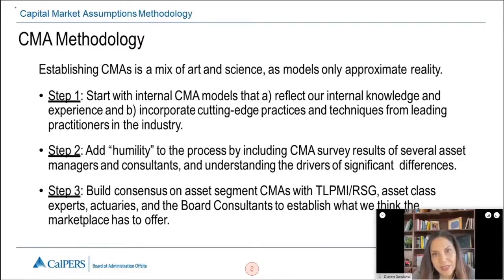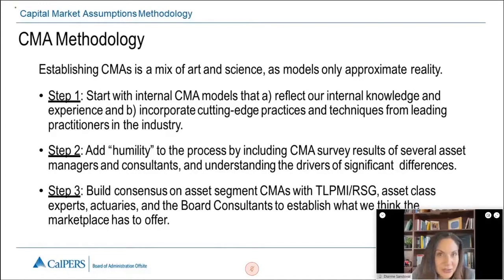First, we build our own internal CMA models based on experience and coupled with cutting-edge practices and techniques from leading practitioners in the industry. Second, we add humility to the process by including CMA survey results of several asset managers and consultants and really digging through to understand the drivers of significant differences in their assumptions versus our assumptions. Third, we build consensus on asset segment CMAs with team members from trust level portfolio management and implementation, the research and strategy group, asset class experts, actuaries, our CIO, our COCIO, and our board consultants to establish what we think the marketplace has to offer.